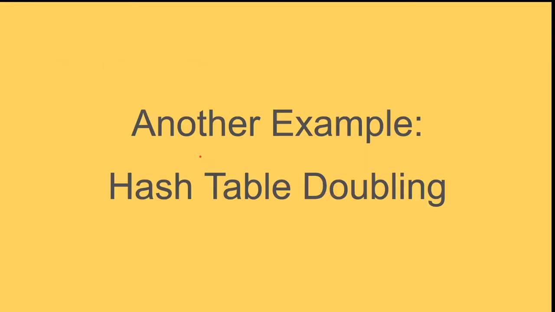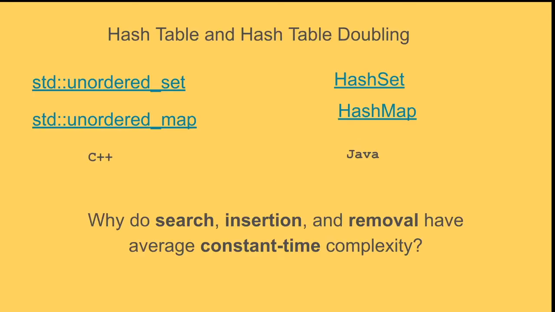All right, let's look at another example, which is called hash table doubling. Basically, we want to answer the question why inserting inside a hash table has a constant runtime. So hash tables are used in languages like C++, Java, and we are kind of taking it for granted that insertion, search, or removal have a constant time complexity. But the question is why? What is the data structure that does this?